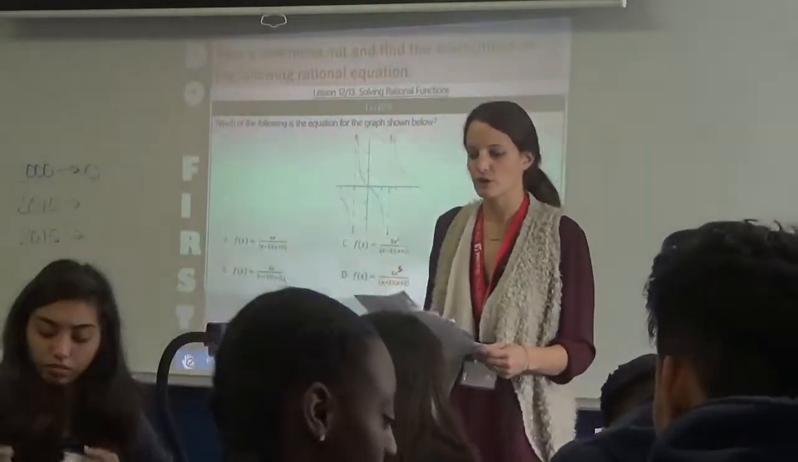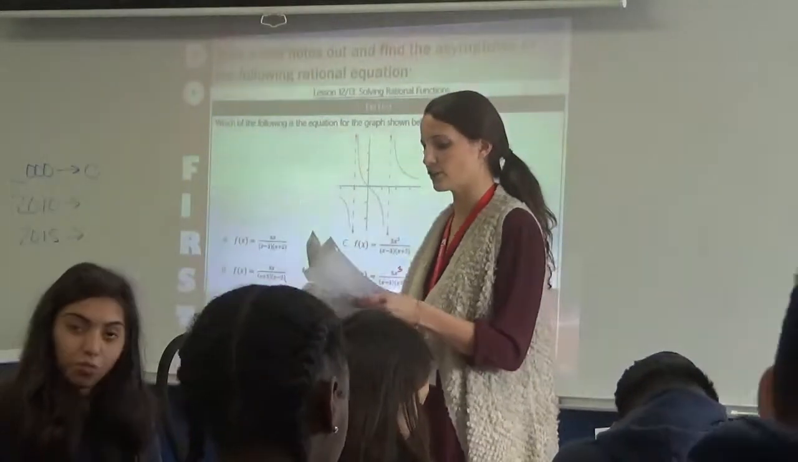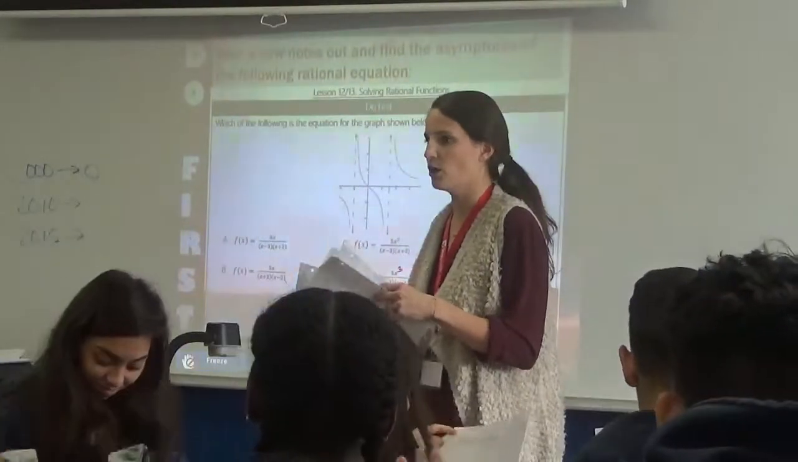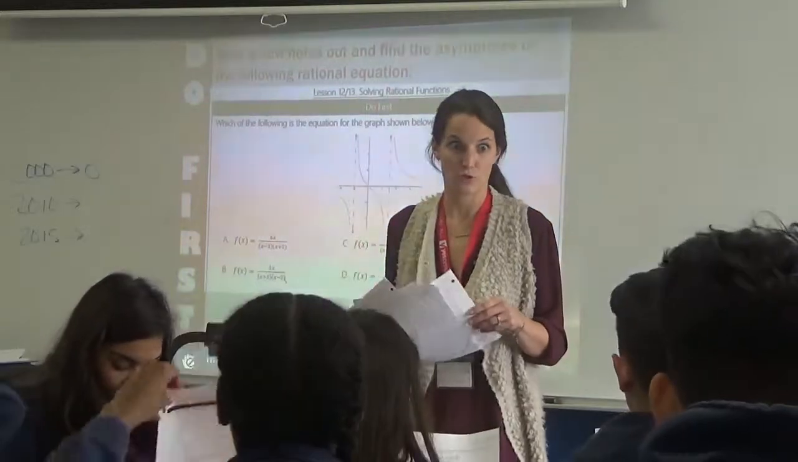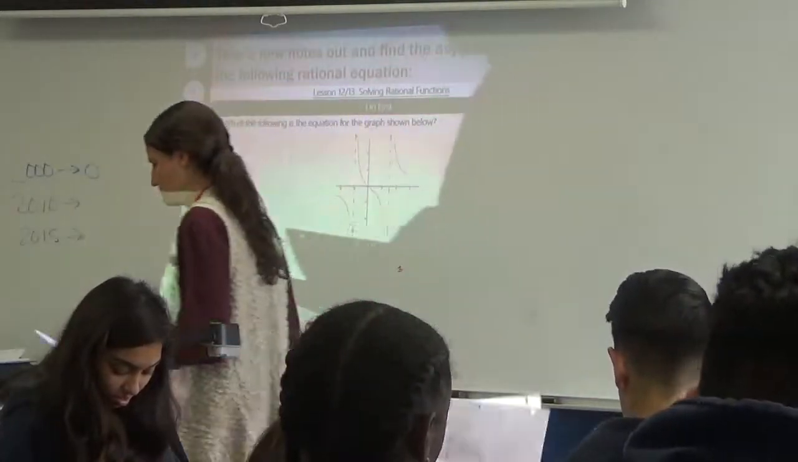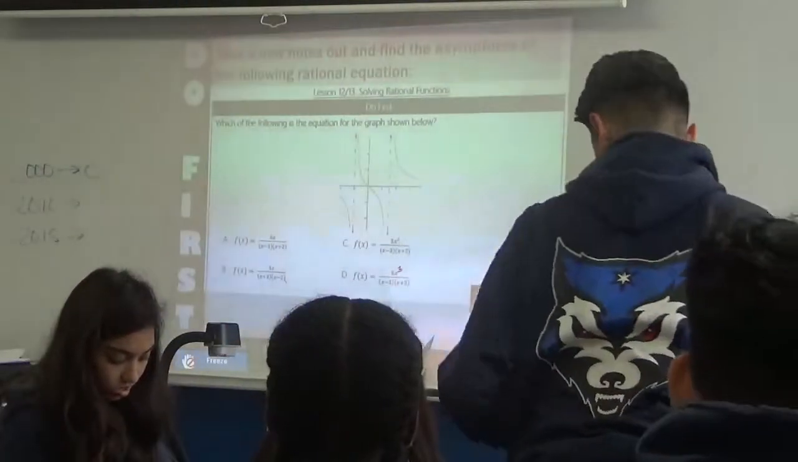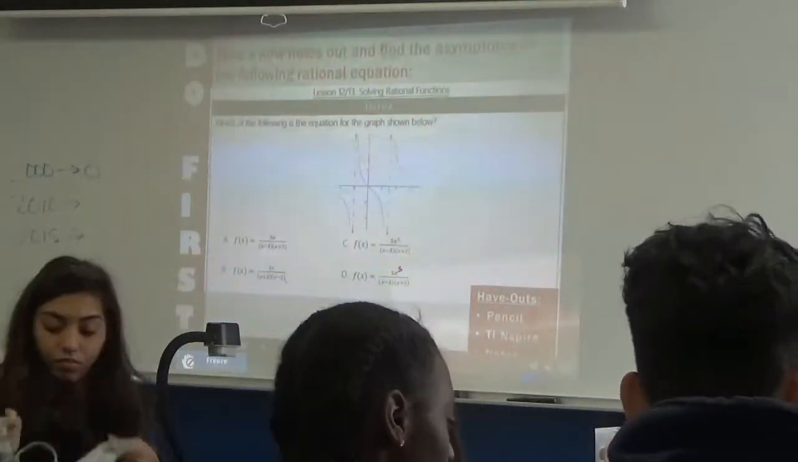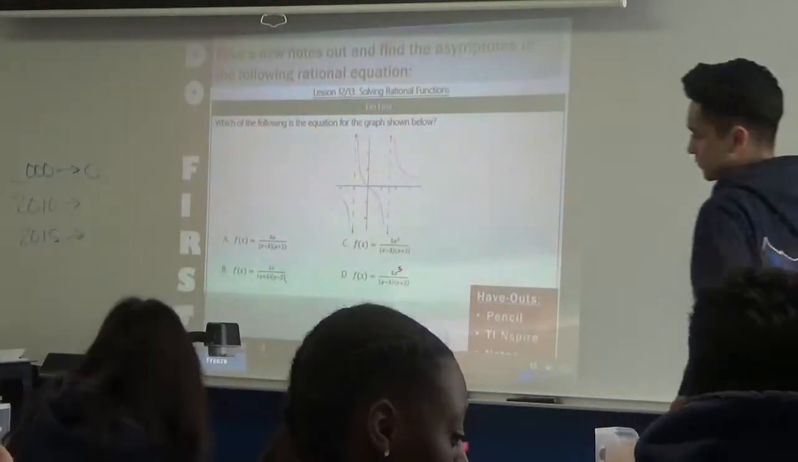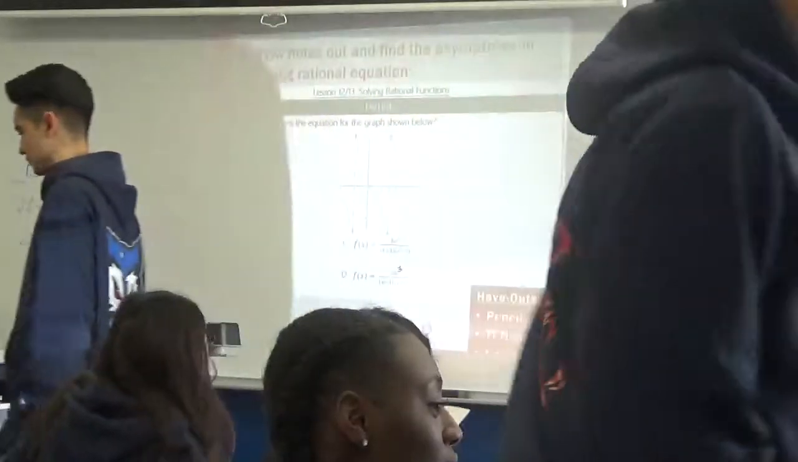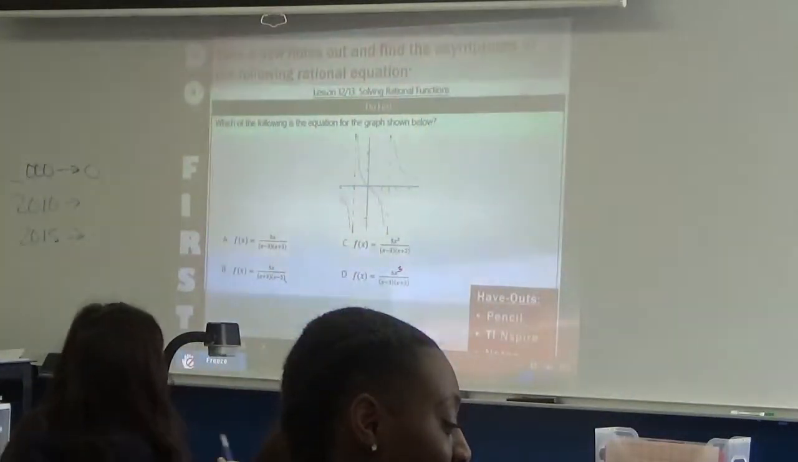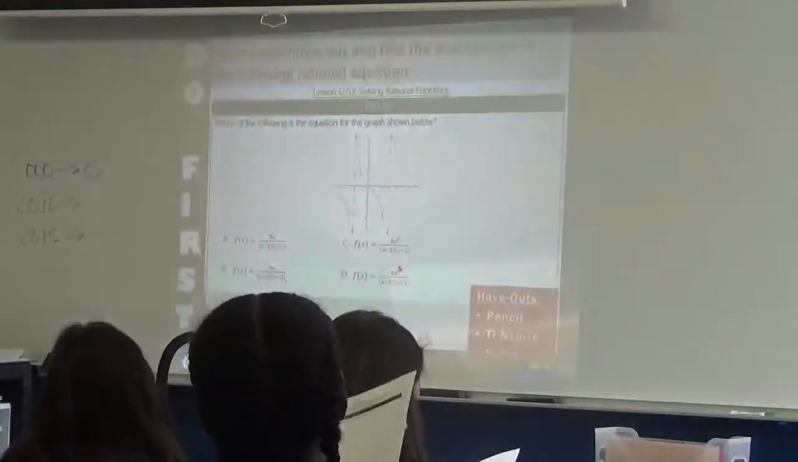Think about vertical and horizontal asymptotes. This would be a non-calculator question that you should be able to figure out with your asymptote rules. I'm going to have you work on this independently and silently. Independently and silently, please.